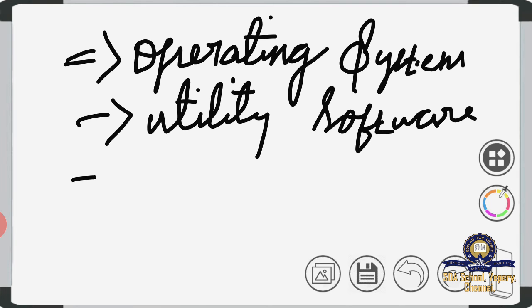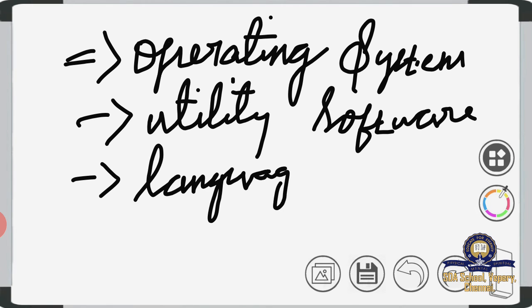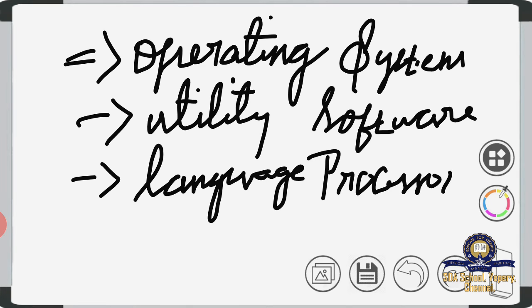And the last thing is language processor. And then first, what is operating system? It controls the overall activities of a computer. It acts as an interface between the user and the hardware and enables them to work together.